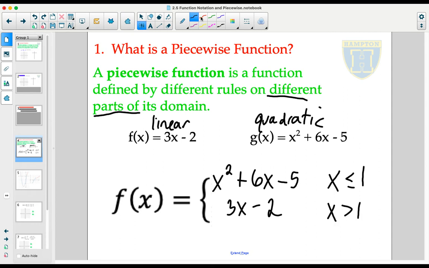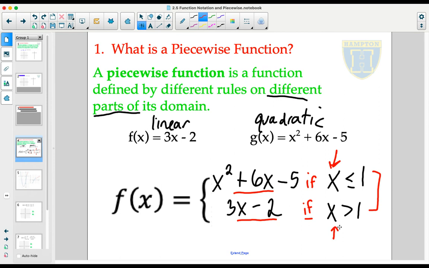Looking at those two restricted parts of the domain, I see no overlap between the two of them. The quadratic section will go up to x is less than or equal to 1. The linear section will start after x is 1. Occasionally, you will see piecewise functions written with the word if. So I am this function if my x is less than or equal to 1, and I am this function if my x is greater than 1.